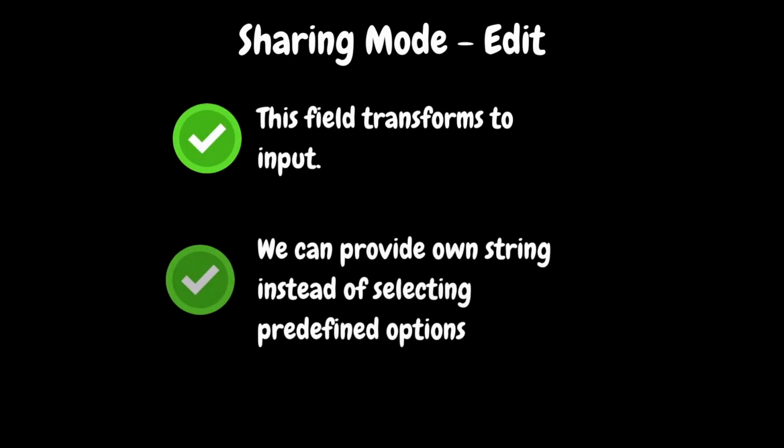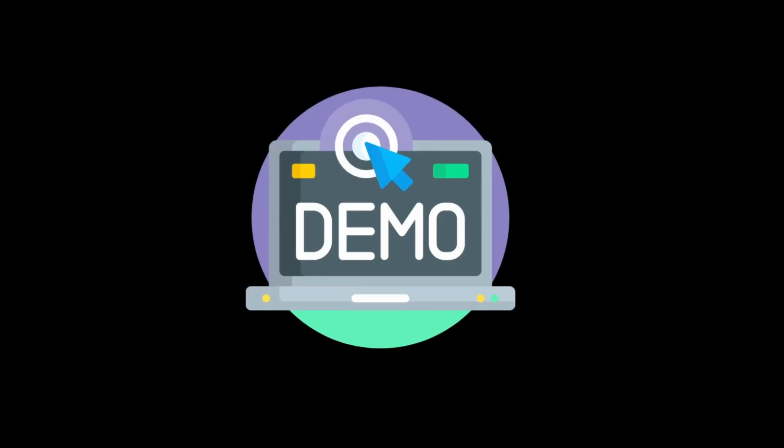And lastly, if we select the edit option, this field changes into an input field. This allows us to input our own string instead of using the predefined options. Using this element, we have the flexibility to select various thread groups and share the file among them. Now let's put this element into practice in JMeter to understand the concept of parameterization.